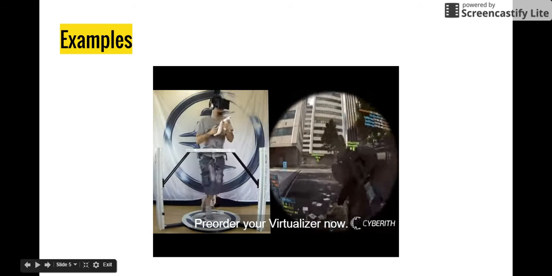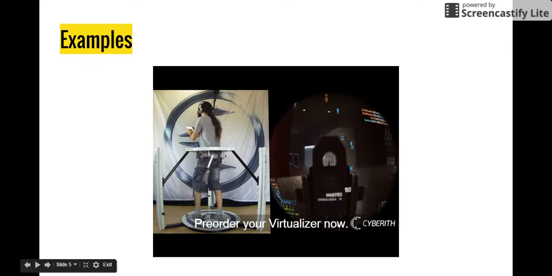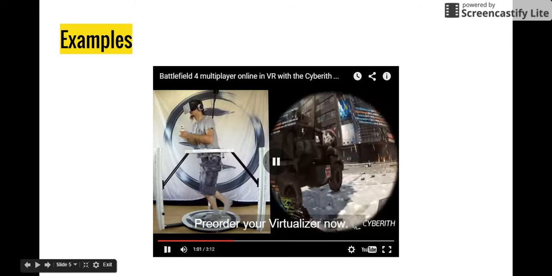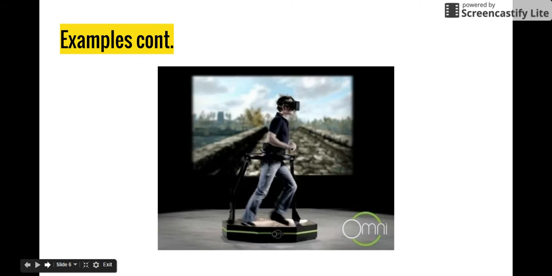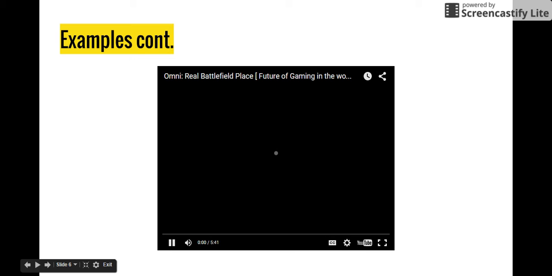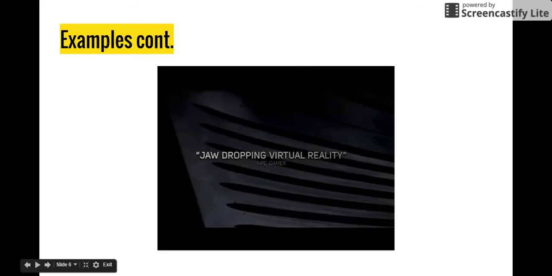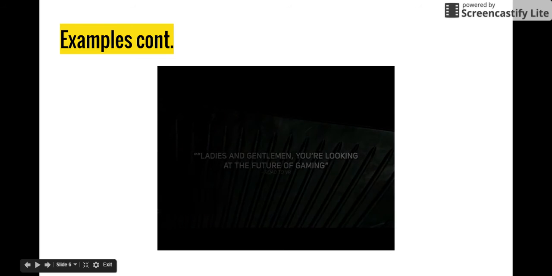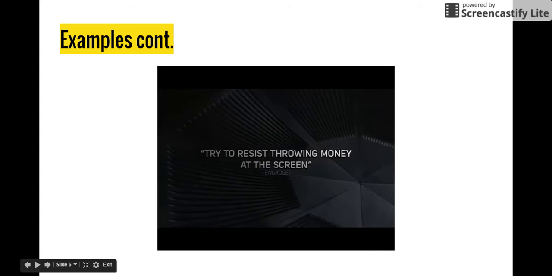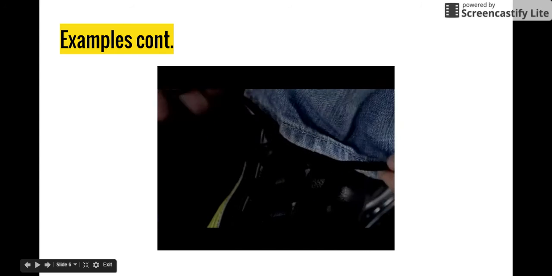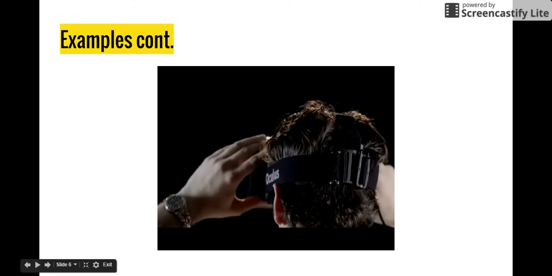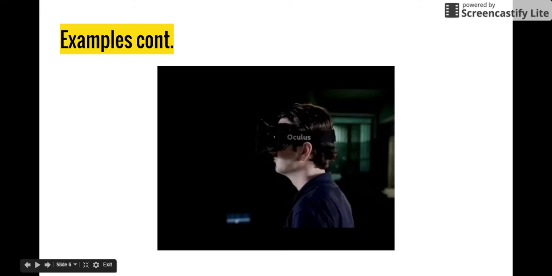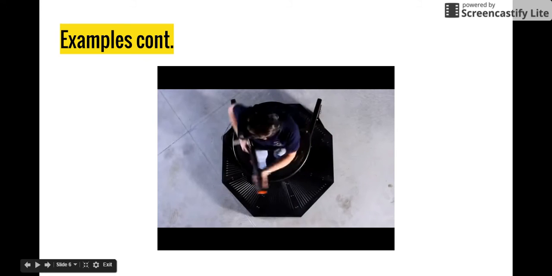And as you see, they're testing the Oculus Rift with many different features, like the treadmill. Here's another example of how they're using it with current game systems. As you see, it blocks off the viewer's surroundings, so it completely immerses him into the game.